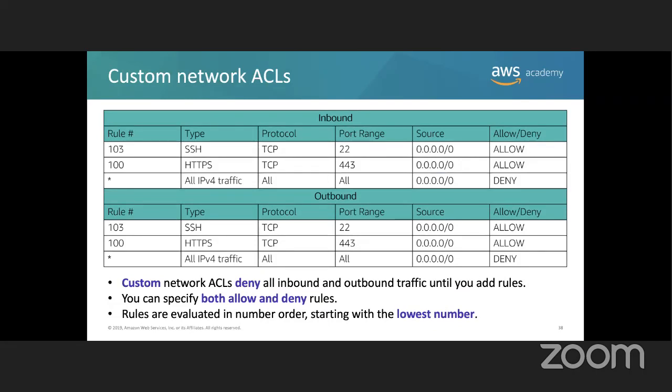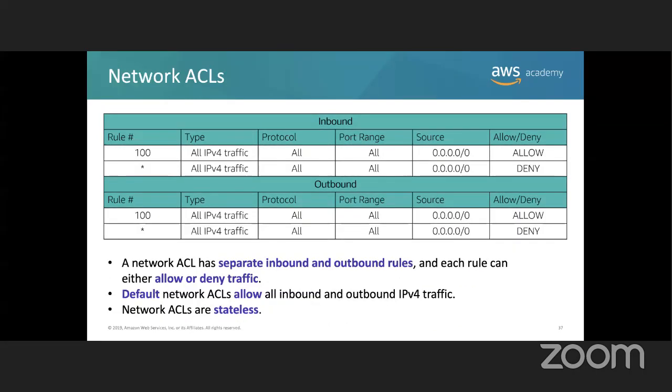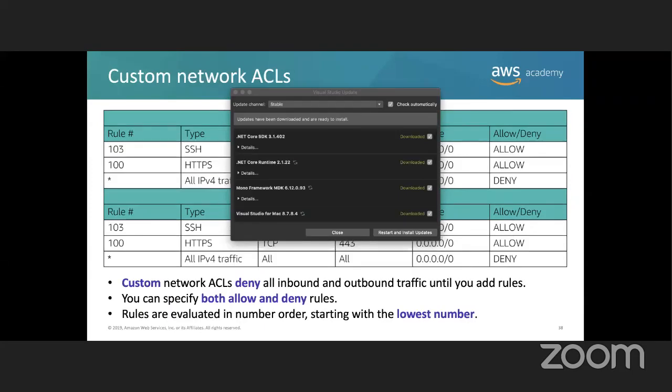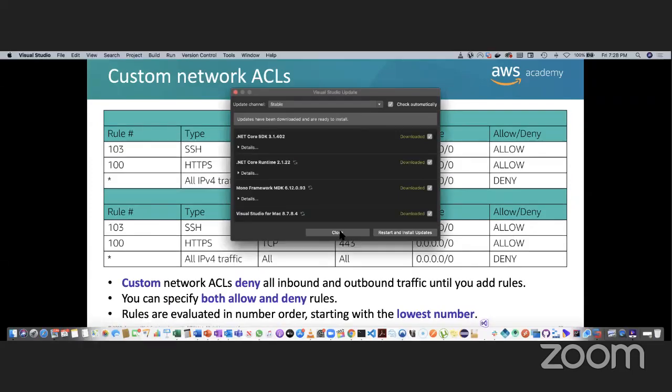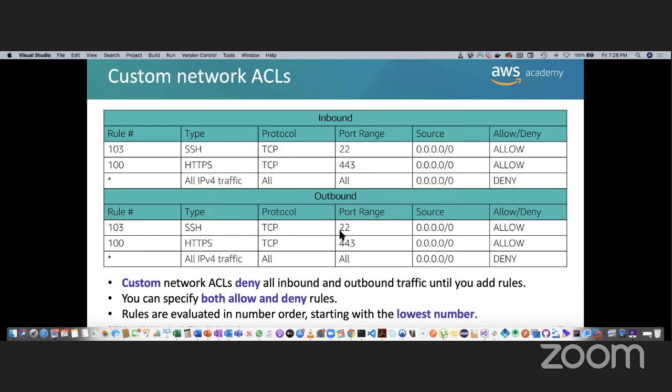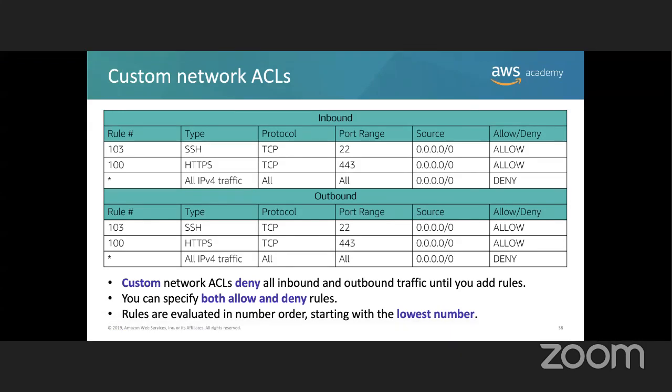Now we have a custom network ACL. You can have that. This is the default one. This is the one that you guys can create as a customized one, right? So custom network ACLs deny all inbound and outbound traffic until you add rules. So by default, they deny everything, right? You can specify, you see, you can specify, okay.